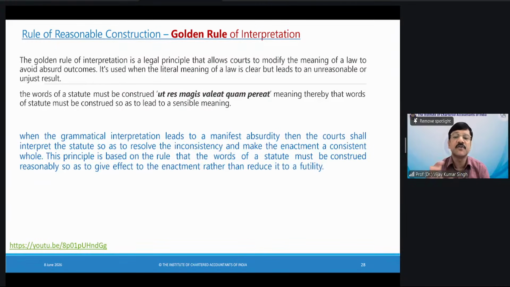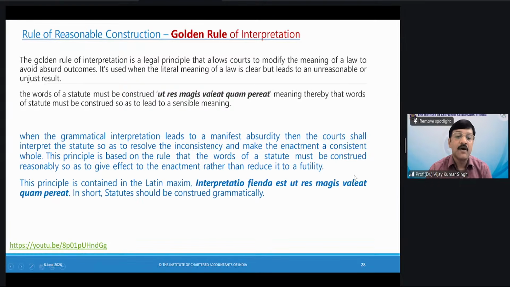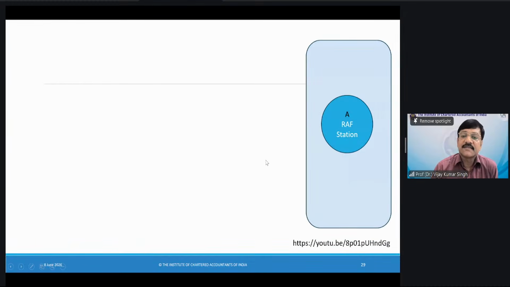This principle is based on the rule that the words of a statute must be construed reasonably so as to give effect to the enactment rather than to reduce it to futility. Now, the principle is contained in a Latin maxim, as we have already discussed. In short, statutes should be construed grammatically.